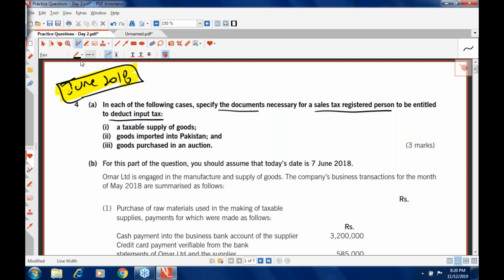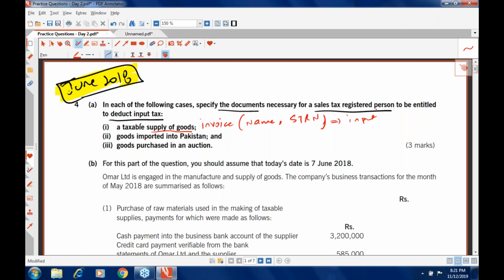First, the taxable supply of goods. There should be an invoice on which the customer's name and sales tax registration number are available in order to claim the input. So if you want to claim input, you should have a sales tax invoice on which your name and your sales tax registration number are mentioned. Then you can claim input.